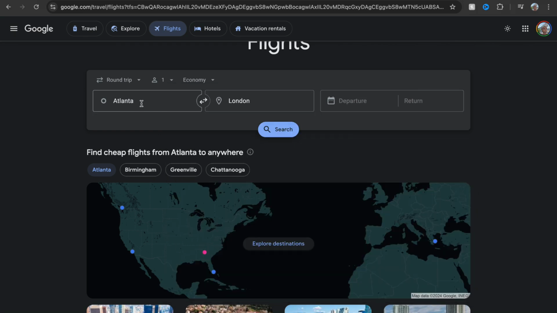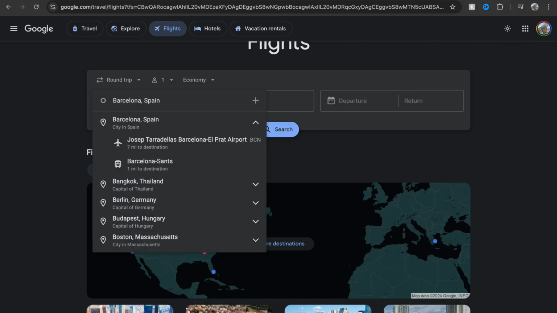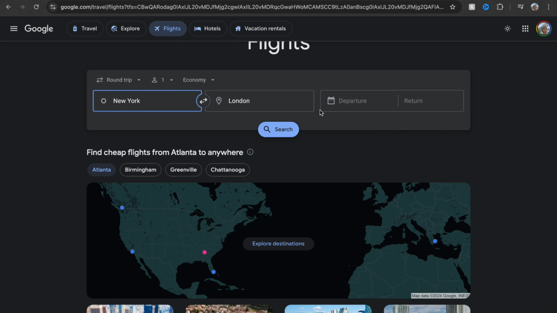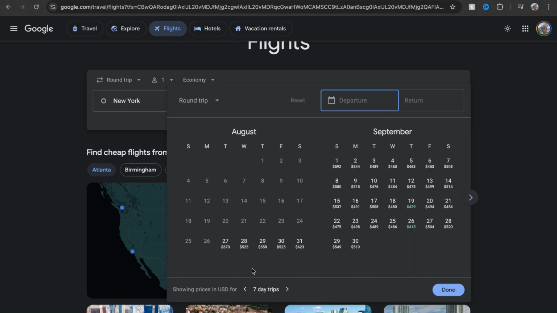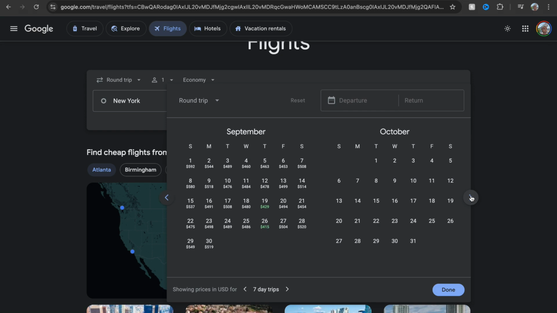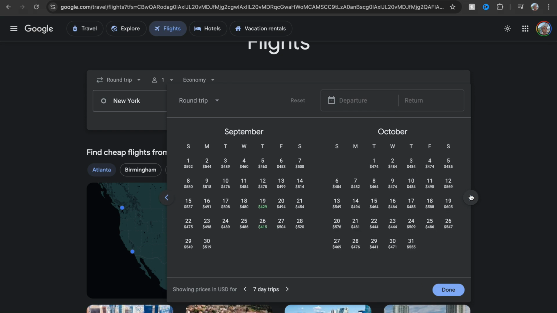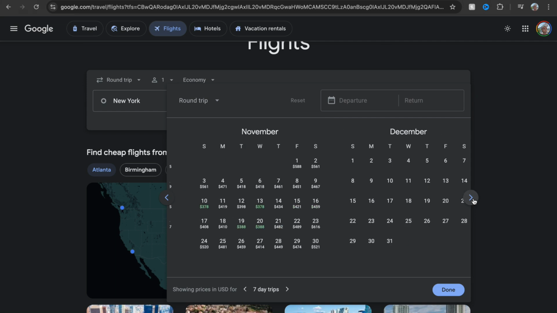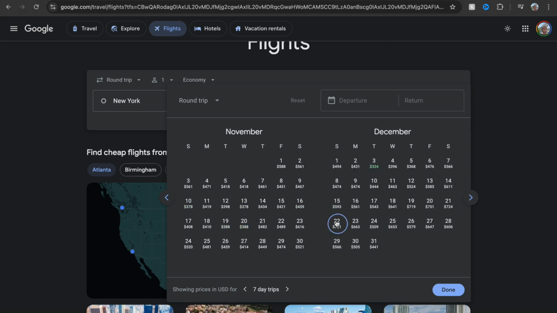Now, let's compare what it would be like to fly from New York to London. Right now, the prices are pretty consistent with Georgia. So I know I don't need to fly to New York first to go to London. But you can tell right now, November is cheaper, in the 300s. We haven't seen anything from Atlanta in the 300s. And then December is much cheaper.